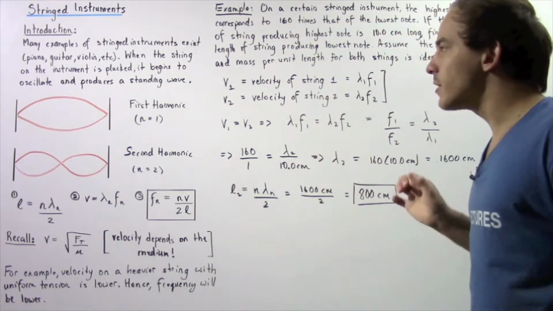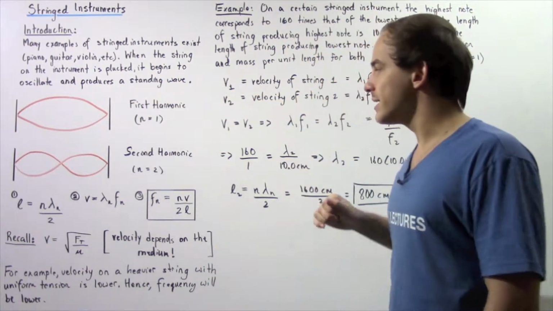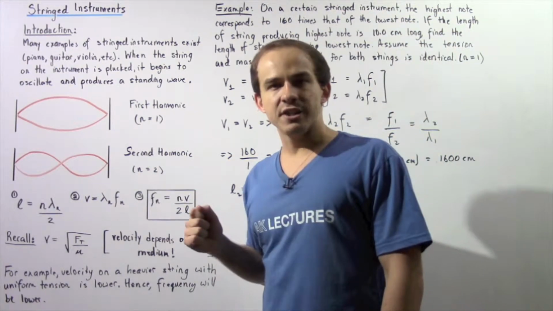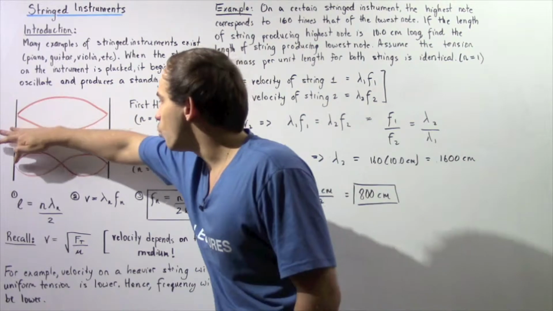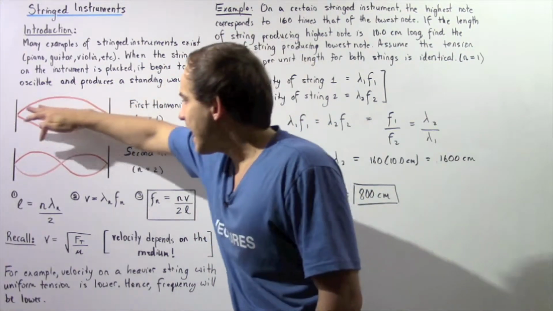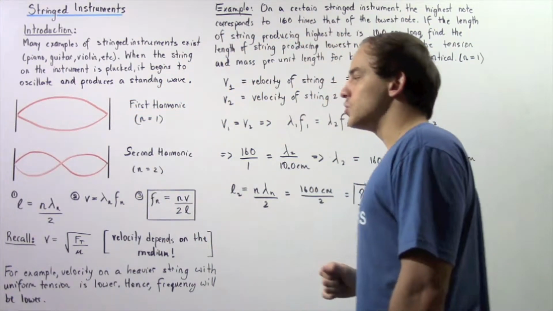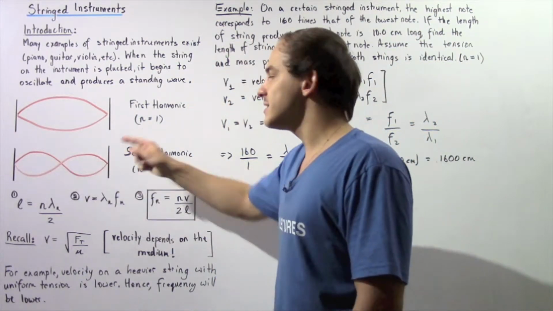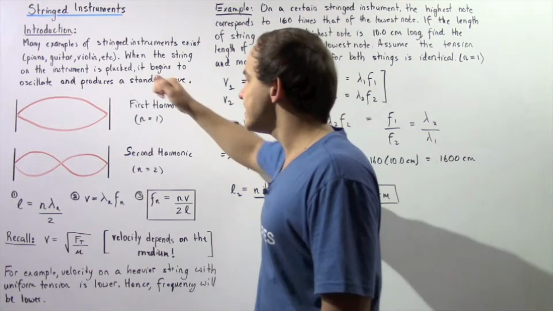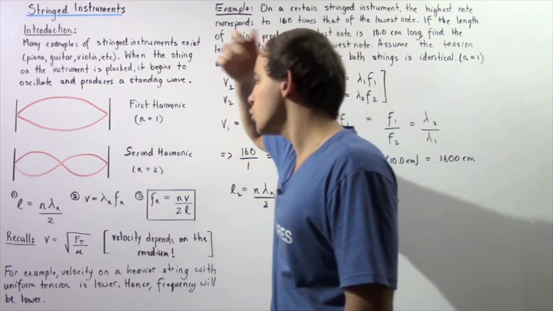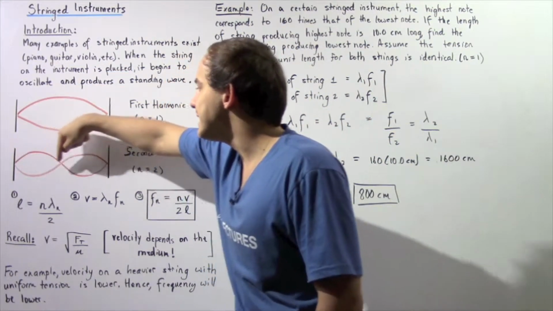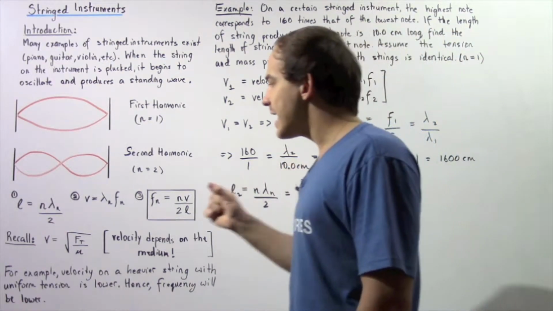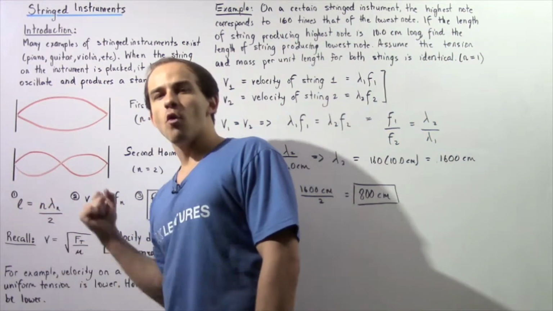Now, the next harmonic, known as the second harmonic, has an n value of 2. And it looks something like this. Notice now we have 3 nodes and 2 antinodes. And the length of our string is still this distance, but the wavelength is now reduced by a factor of 2. So the wavelength is equal to the length of the string. And we know that by using the following formula.